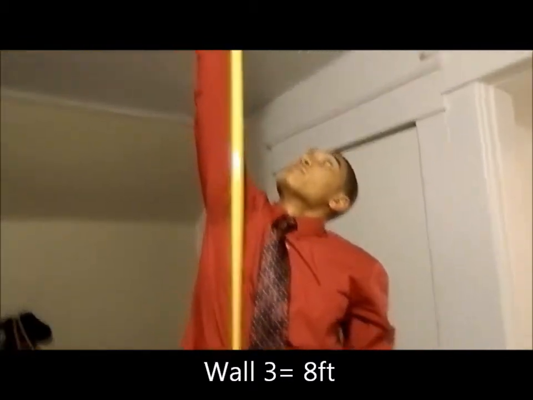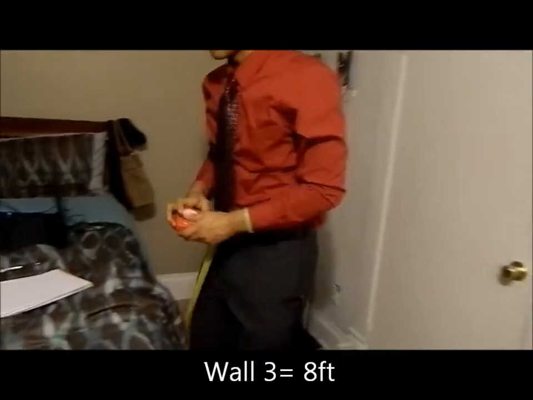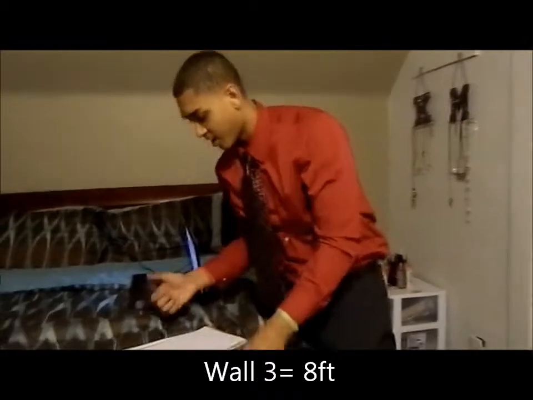Okay. Next, I'll be measuring the distance from the ceiling to the floor. This measurement will be 8 feet long. So the distance from the ceiling to the floor is 8 feet.